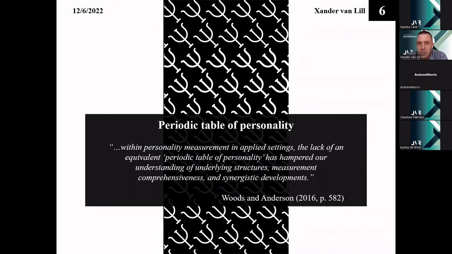And as Woods and Anderson say, within personality measurement in applied settings, the lack of an equivalent periodic table of personality has hampered our understanding of the underlying structures, measurement, comprehensiveness, and synergistic developments. And I believe that through this interdisciplinary focus between neuroscience, personality, and evolutionary psychology, we might be able to identify what these basic elements are that we're working from a personality perspective. And also, the periodic table is also about the relative relationships of our dimensions to each other. We'll also better understand how specific personality dimensions speak to each other.